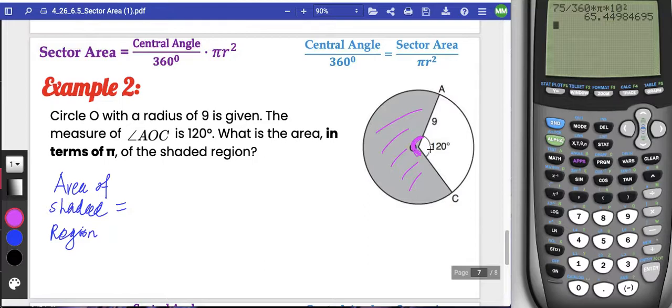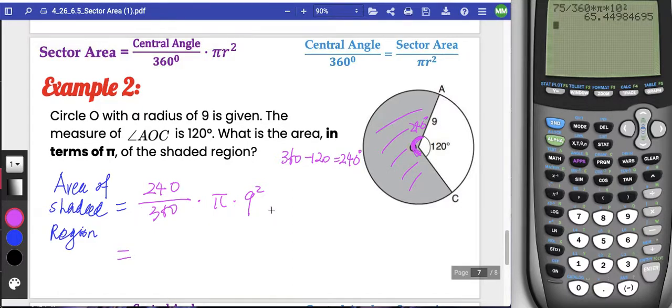But we also know the whole circle, which is 360. So we are going to use 360 minus 120, which is 240 degrees. That means this should be the central angle we use because it matches this region. So it's 240 degrees divided by 360, then times pi times r, which is 9 squared. Do not forget the square.